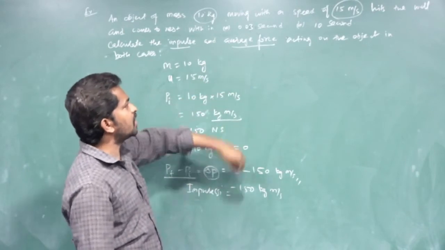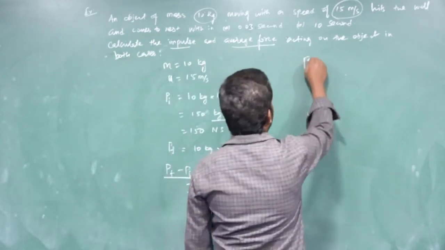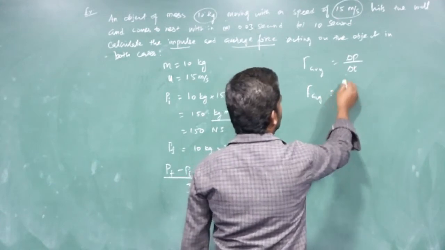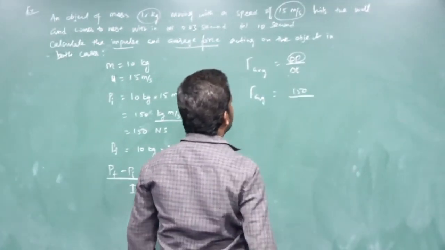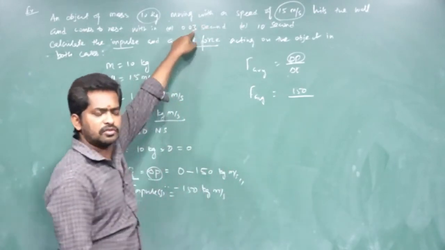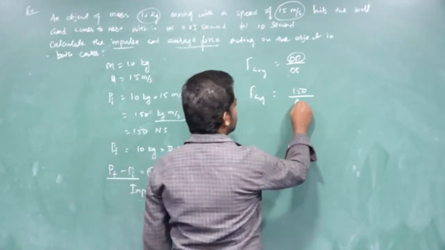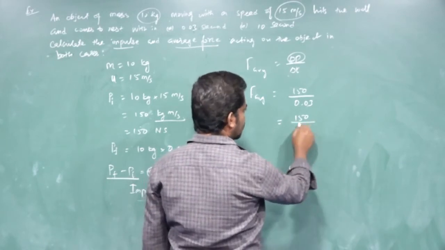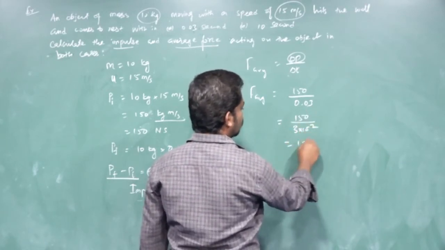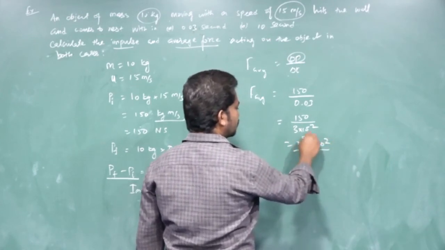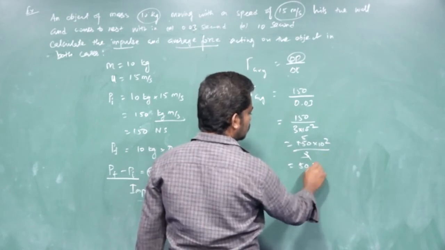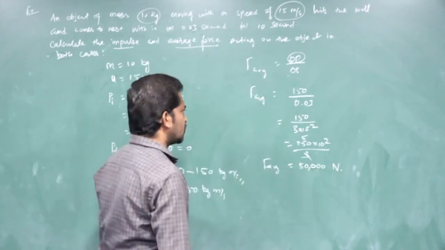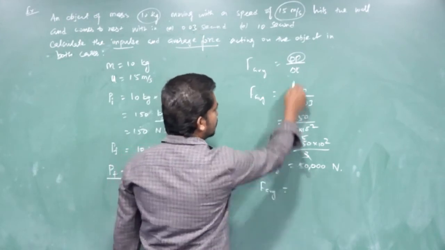And I want to calculate the average force. You know, the average force is equal to the rate of change of momentum. So F average is equal to the change in momentum, 150, divided by the time duration. You have two time durations, 0.03 second and 10 seconds. The first one, 0.03, gives 150 divided by 3 into 10 power minus 2, which is equal to 150 into 10 power plus 2 divided by 3, so 50 into 1000. F average is equal to 50,000 Newton. For the other condition, F average is again equal to the rate of change of momentum.